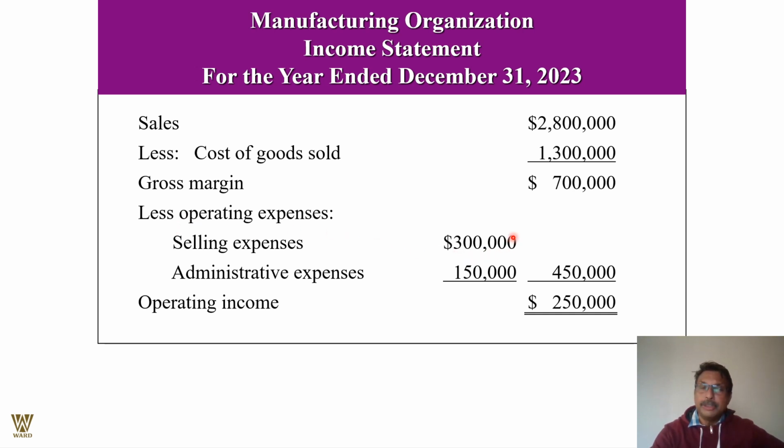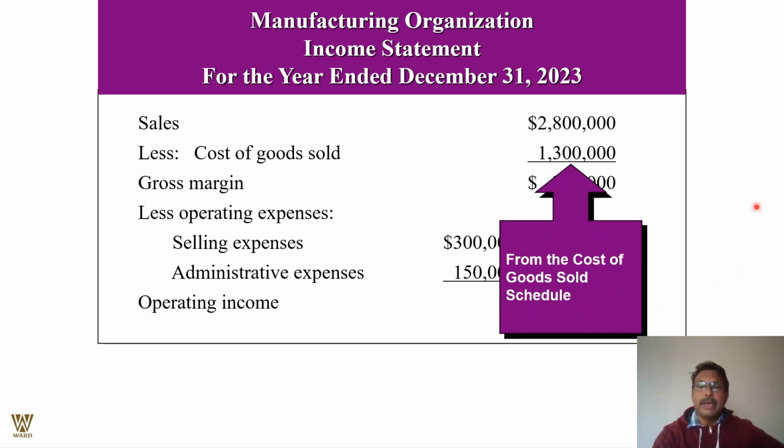Less the operating expenses. What are my operating expenses? Maybe the selling cost is $300,000 and admin expenses of $150,000. So the summation would be $450,000, minus my gross margin. How do I get my operating income? This $250,000 is my operating income. From the cost of goods sold schedule is what we are trying to do here.